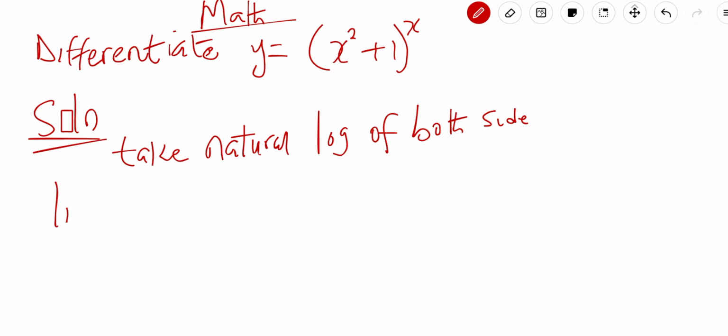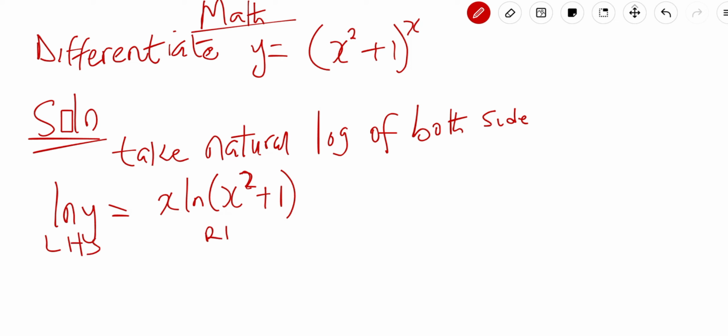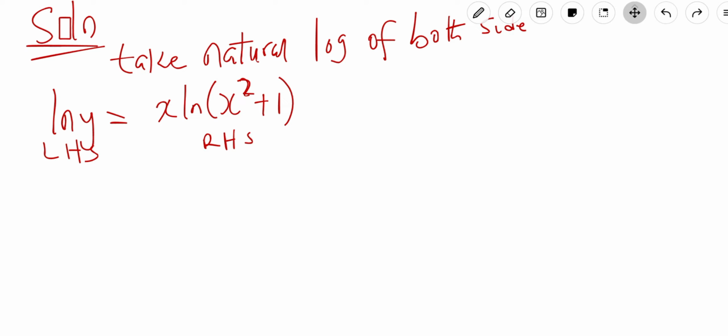This will become ln y is equal to x ln (x squared plus 1). Now this is a question where we have the left hand side and the right hand side. Particularly look at the right hand side first and try to differentiate this right hand side of the equation.